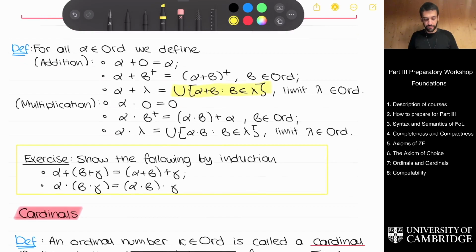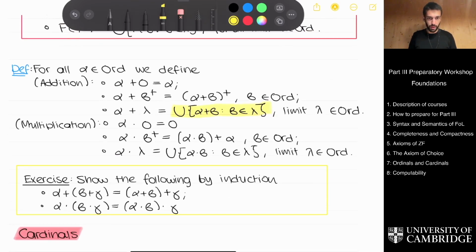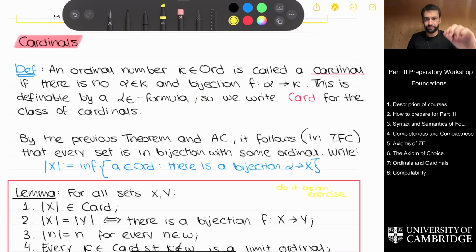As an exercise, I give to you the following. Show by induction that both ordinal addition and ordinal multiplication are associative. You will have to think about what exactly you need to induct on, but you will realize very quickly that because the recursion occurs in the second argument of both addition and multiplication, you need to do the induction argument, again, in the second argument.